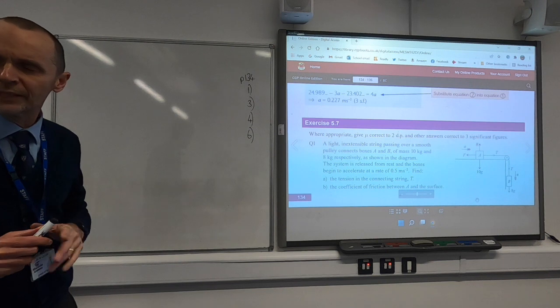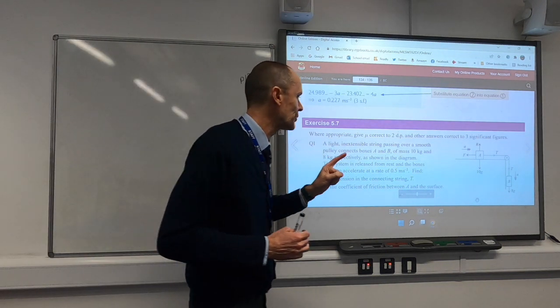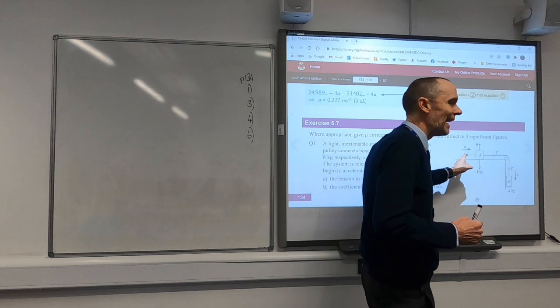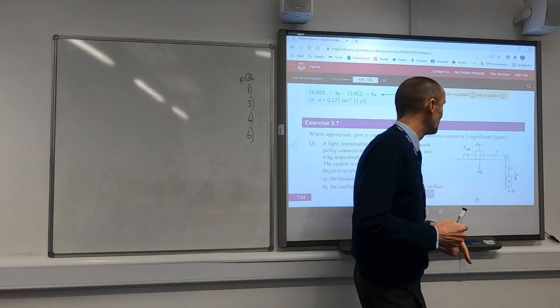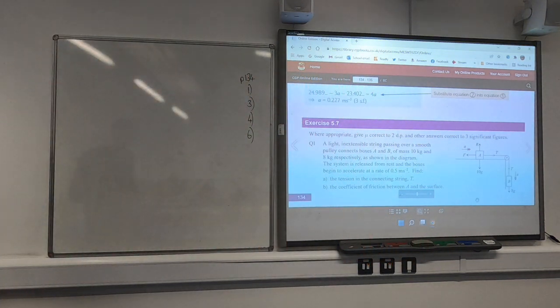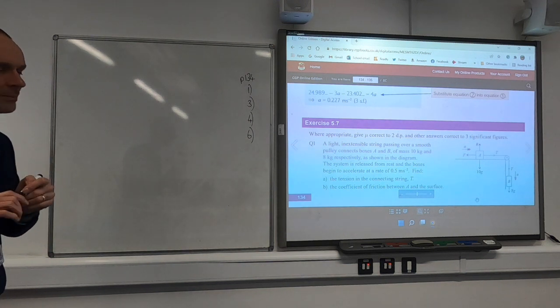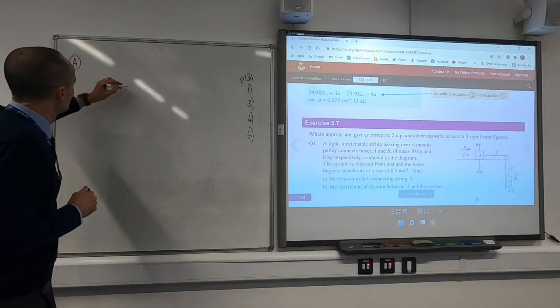So I think the best way is always just to have a punt and have a start. Remember, F is the force of friction, and that is at its maximum value, mu times R, and we're asked to find mu in part B. So I'm going to start with A, and I'm going to resolve vertically, sorry. And I'm going to deal with A and B separately. So have a go, see how far you get with this.